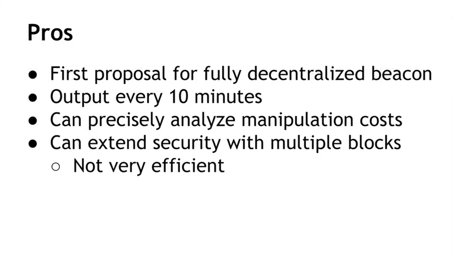So the advantages of this: it's somewhat remarkable that this is the first proposal that's really out there for a fully decentralized beacon. So a beacon that has no central point of trust. And compared to some other processes, it's actually fairly fast. It's not going to output as often as, say, the NIST beacon, which is designed to output as often as possible. But about every 10 minutes, you'll get new output from the beacon. And it's also nice that we can precisely analyze what the manipulation costs are here. So we have a fairly simple model, and we can price the cost of manipulating the random output and how many block rewards you'll have to sacrifice.